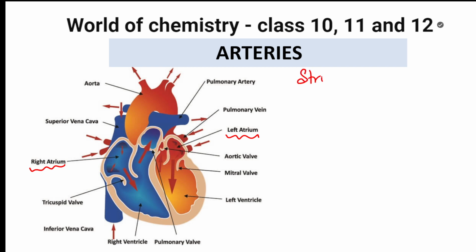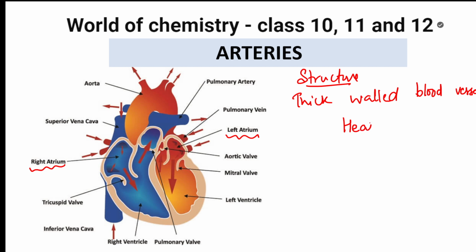I have to first write the structure to explain. But how are they? They are thick walled. Arteries are thick walled, correct? Inside this chamber they have blood vessels. So arteries are thick walled blood vessels. So basically they carry blood, so they're blood vessels. What does this artery do? We have right and left, right? So this artery's work is only to carry blood.